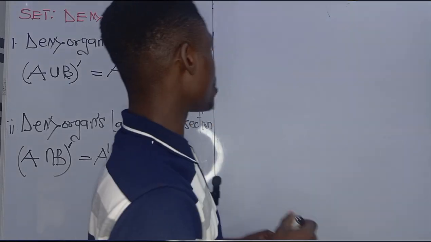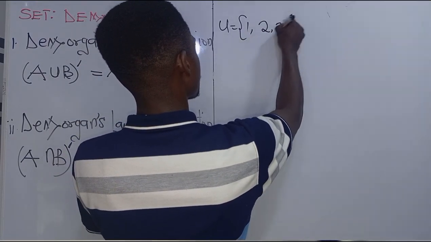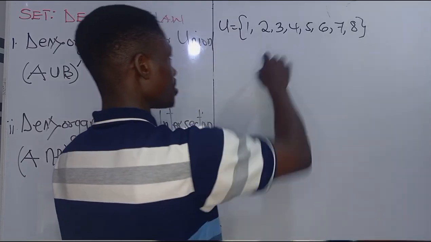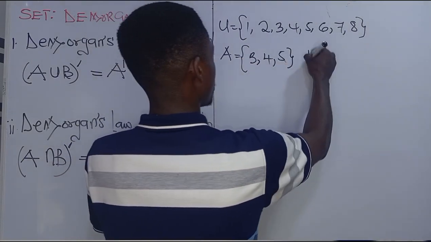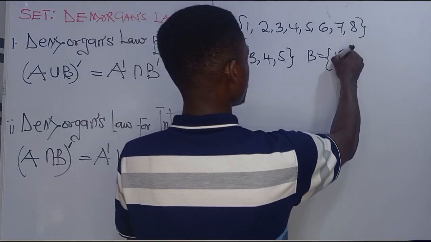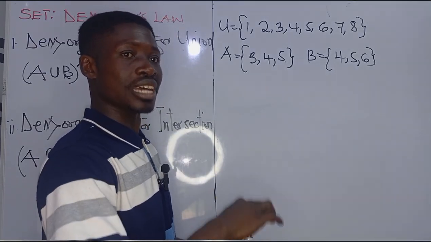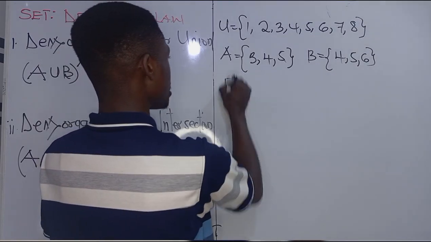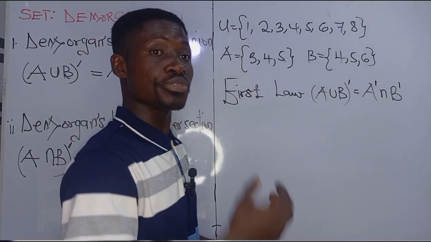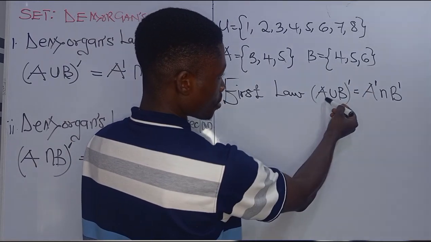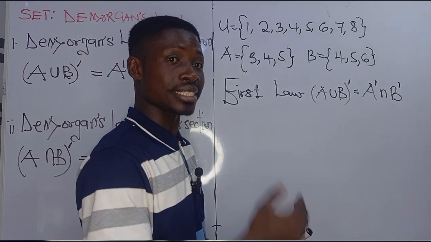So let's take it that you have the universal set U, which contains the elements, and then you have a subset of the universal set, set A, and another set, set B. We want to verify De Morgan's law, but we are going to start with the first law. We want to verify if the complement of the union of two sets is the same as the intersection of their complements.